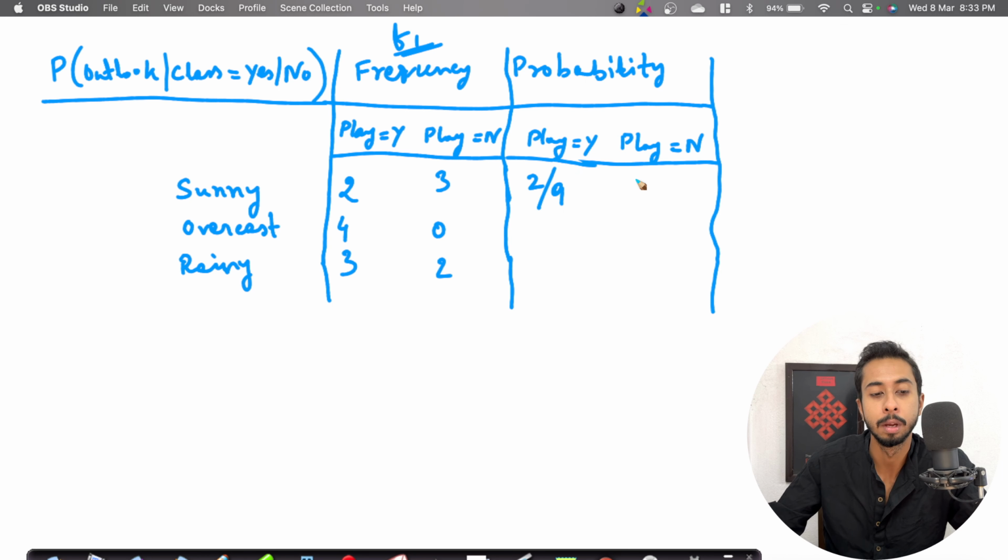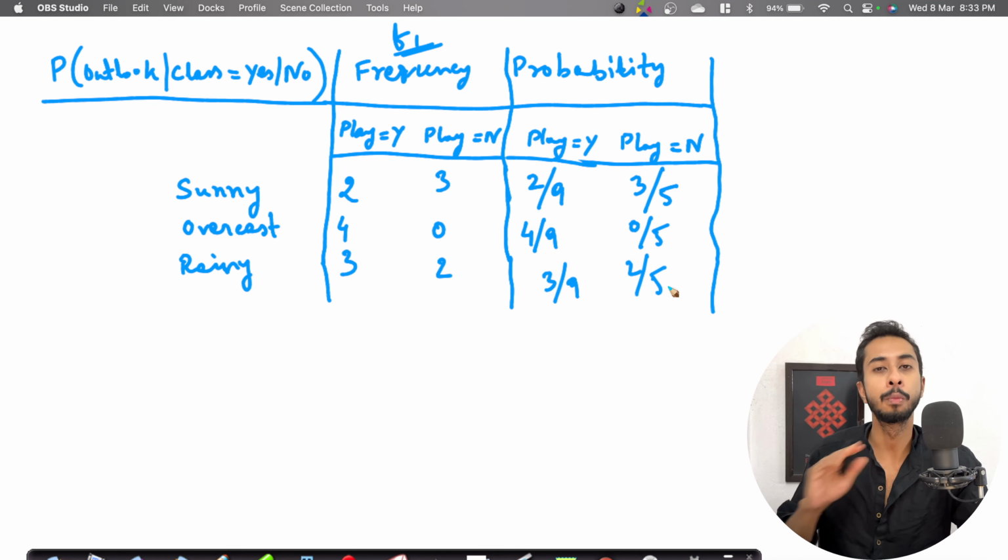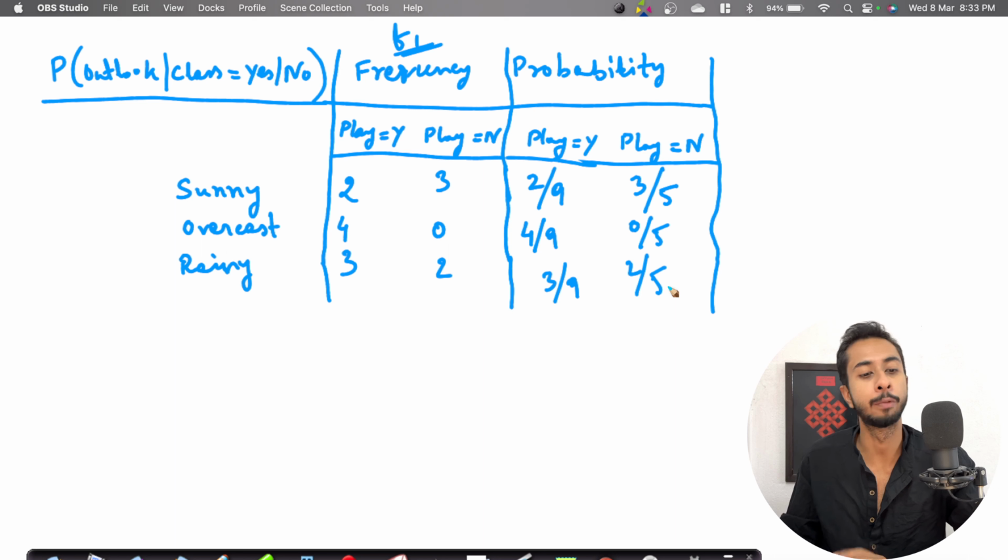Same goes for this. How many negative points are present? 3 plus 2, 5 points. In the entire data set, 5 negative points are present. So out of the 5 negative points, 3 are sunny. So we'll write it like this. Same here, 4 by 9 and 0 by 5. This is 3 by 9, 2 by 5. Done. So we got some probabilities here. We got this. So this is for F1.